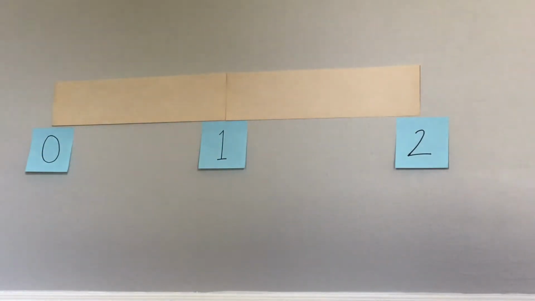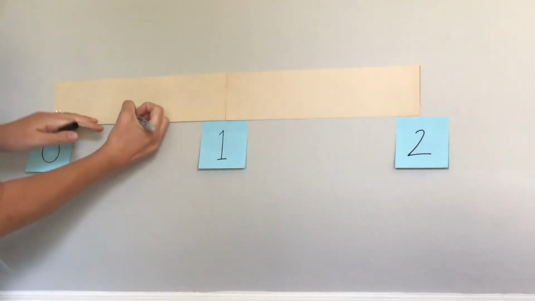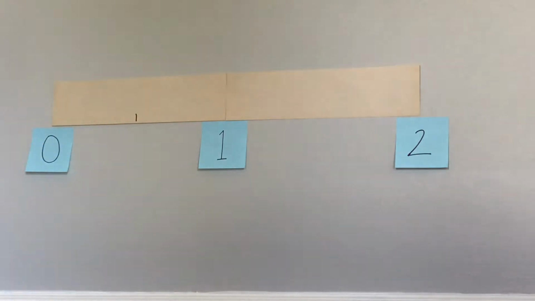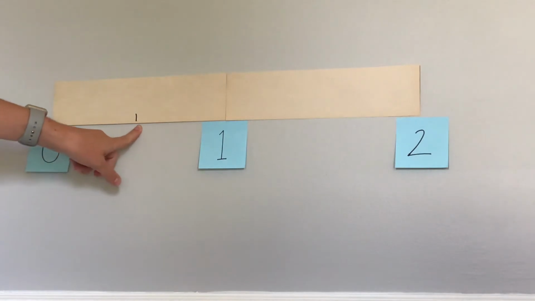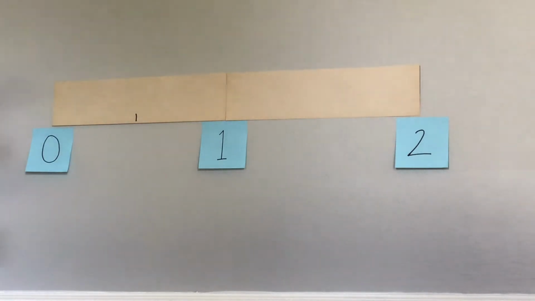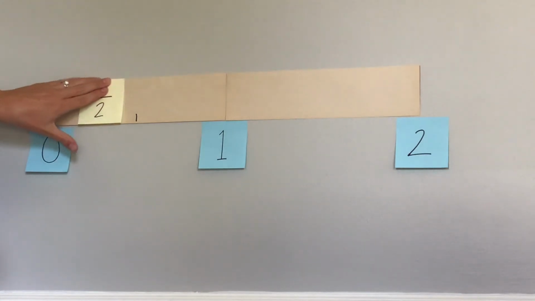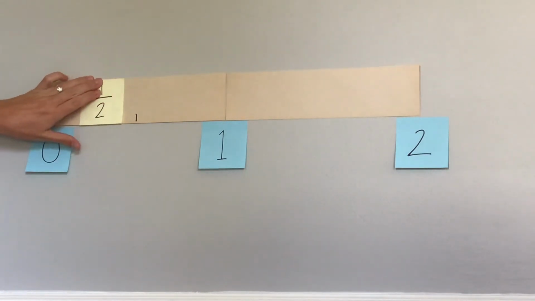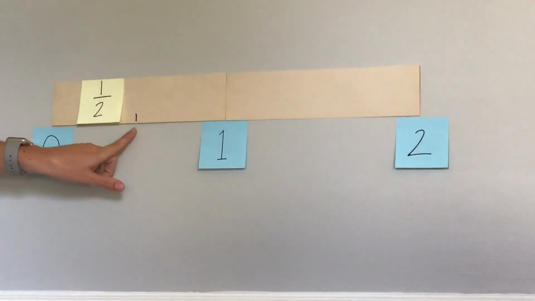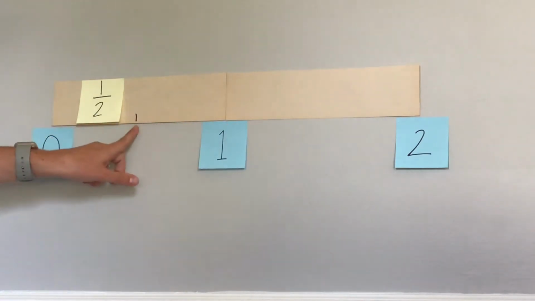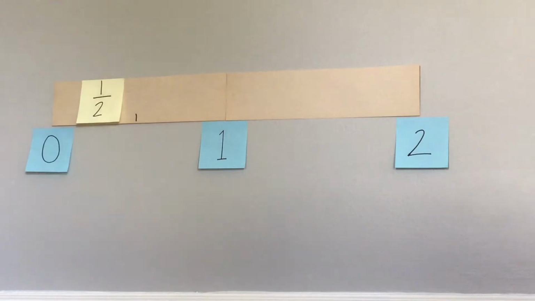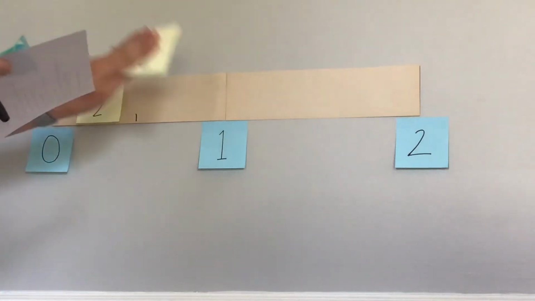I want you to look at this point on the fraction strip. What is the distance from 0 to this point? The distance is 1/2. What is the distance from the half mark to this point? From here to here, what is the distance? It is also 1/2.